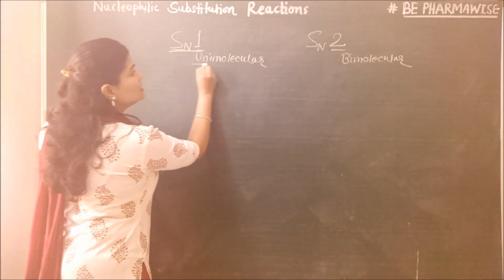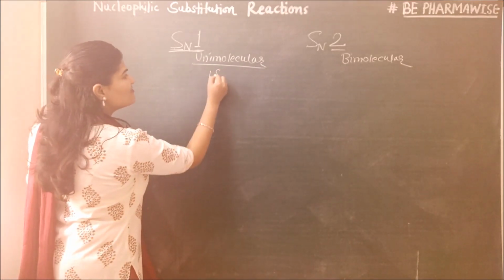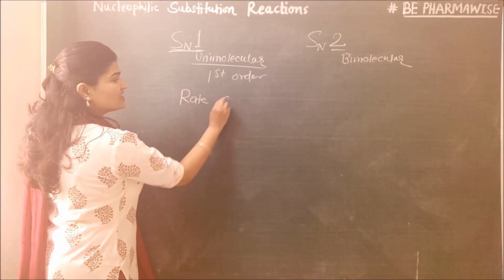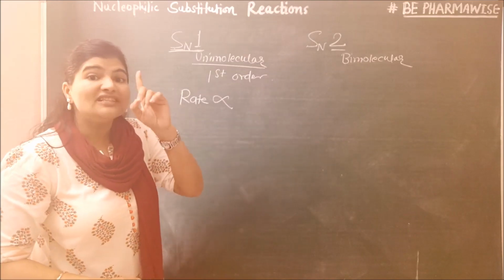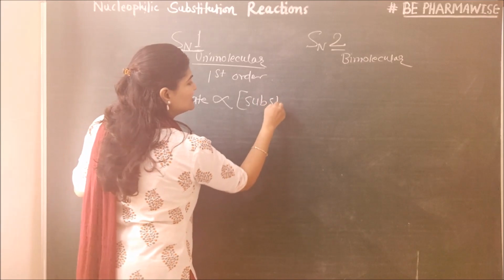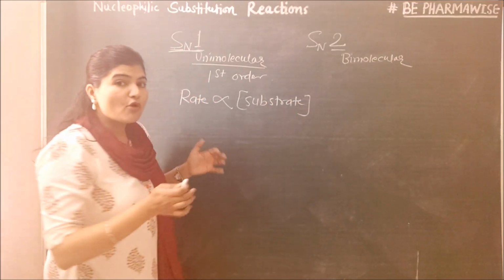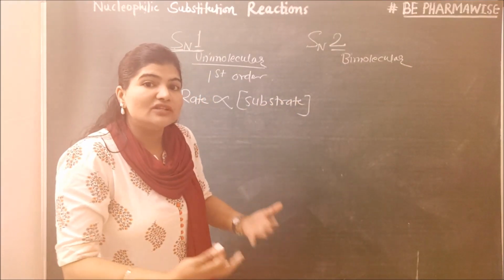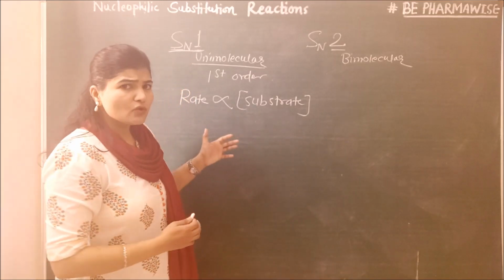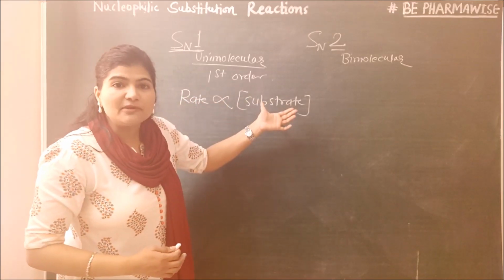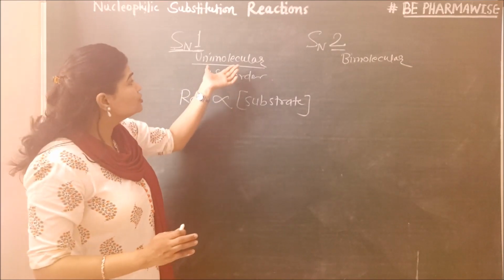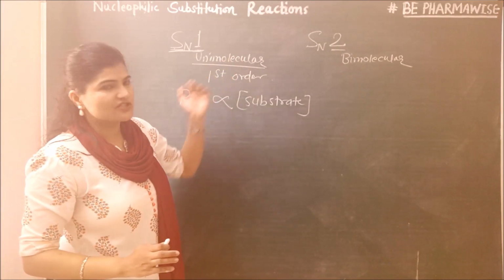1 means unimolecular. Unimolecular means it is a first order reaction where the rate of reaction is directly proportional to only one component of the reaction, which is the substrate. Now what is a substrate? The molecule on which you are carrying out the reaction, the molecule on which the reagent is attacking, is called a substrate. If the rate of reaction is directly proportional to only the concentration of the substrate, then this is called a unimolecular nucleophilic substitution.